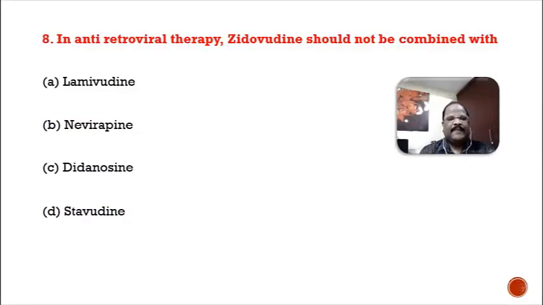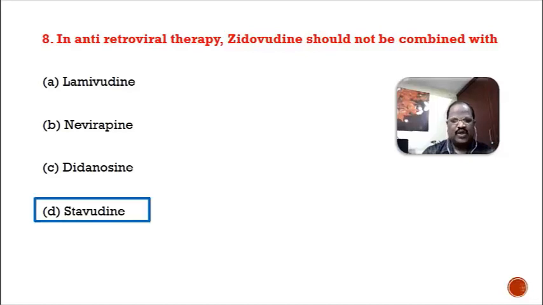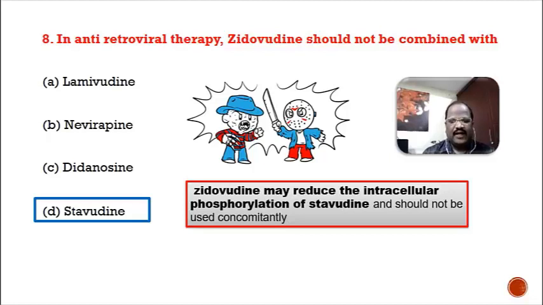Question number 8. In antiretroviral therapy, zidovudine should not be combined with which one of the following drugs? Options are lamivudine, nevirapine, didanosine, stavudine. This is a straight question. We know zidovudine should not be combined with stavudine because zidovudine reduces the intracellular phosphorylation of stavudine. That means zidovudine interferes with the activation of stavudine, so they are mutually antagonistic. So this is not a good combination.